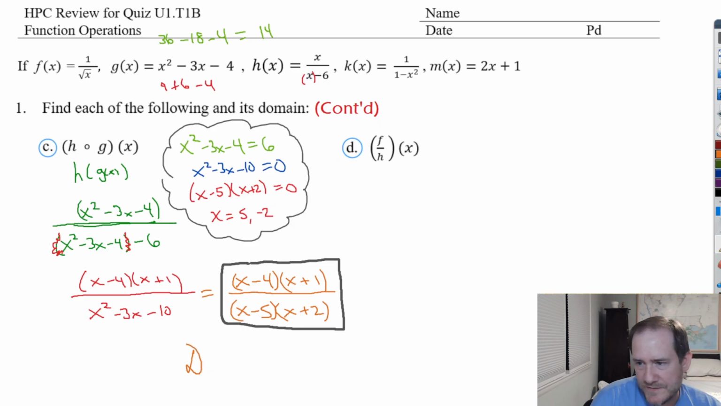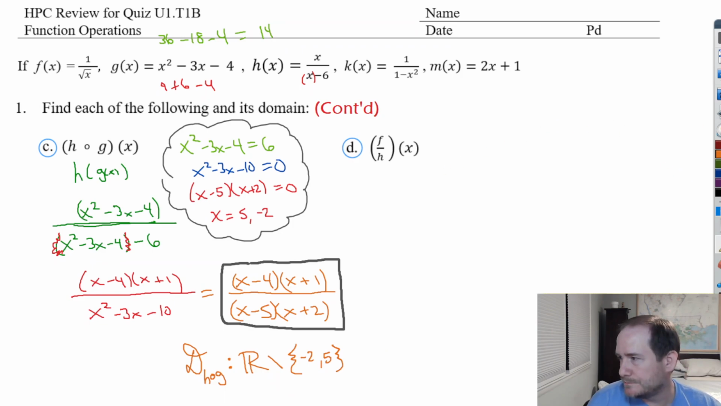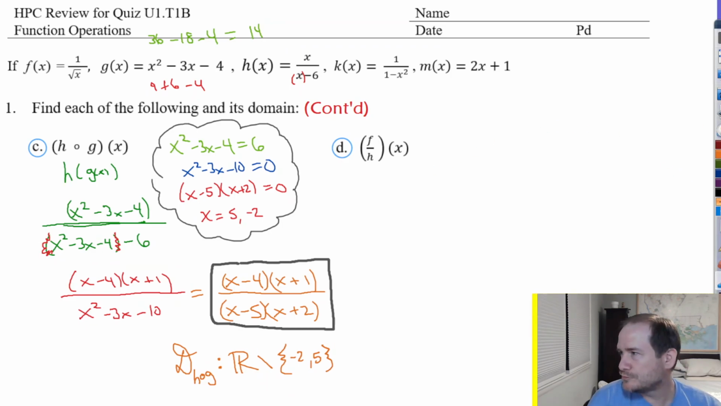So let me just write that down then. The domain of h composed with g is all real numbers except for negative 2 and 5. And as I mentioned before, when you're listing the elements of a set, they are technically supposed to go in numerical order. So do that. Okay, next one.